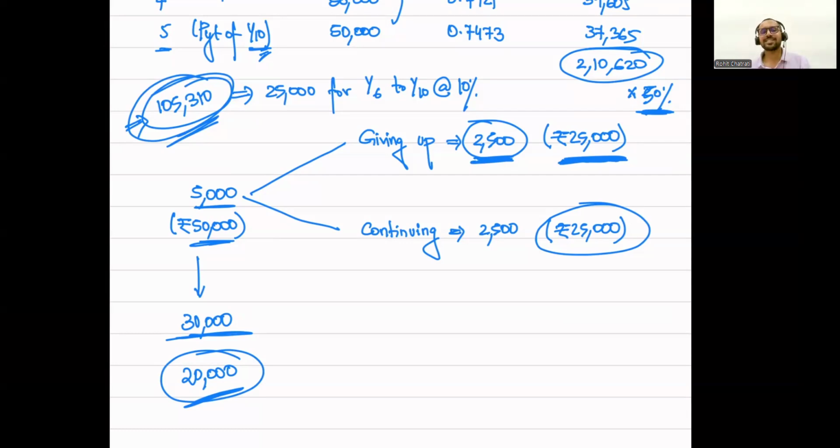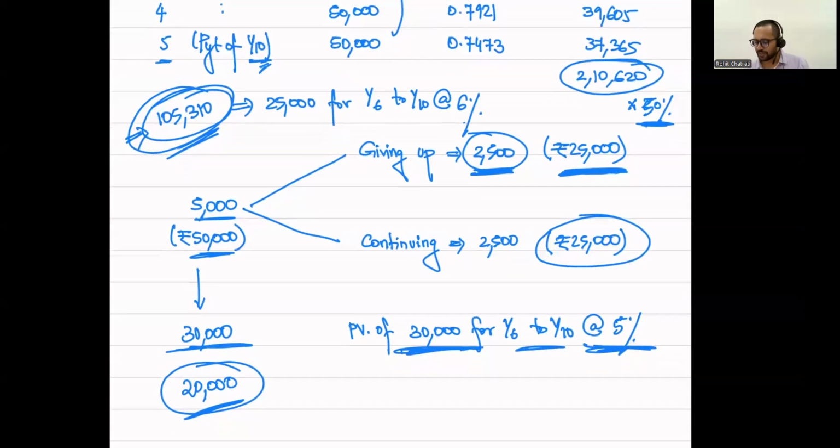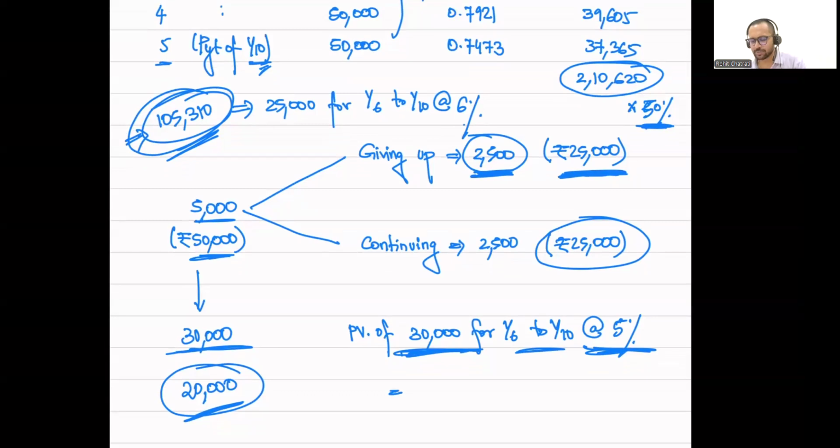So therefore, the revised lease liability was calculated as the present value of 30,000 for the next 5 years, which is for year 6 to year 10, calculated at a discount rate of 5 percentage. I'm sorry, this is actually not 10 percentage. This is going to be equal to 6 percentage, right? 10 percentage was in my example, 6 percentage was in the institute example. So what we did is we calculated the present value of 30,000 for the next 5 years, year 6 to 10, at the rate of 5 percentage. And we got some value over here.